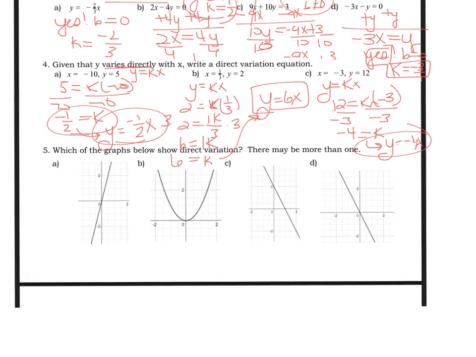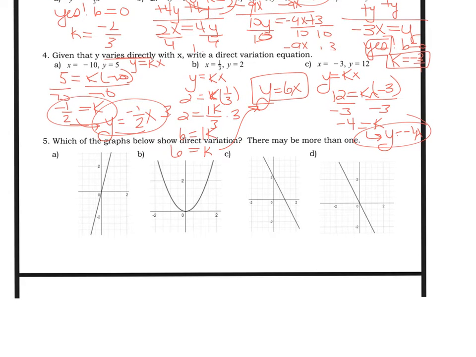We go ahead and we look at example 5. Which of the graphs must be shown as a direct variation? There might be more than one answer. In order for a graph to be a direct variation, what has to be true? Must pass through the origin. So A passes through the origin, and D passes through the origin. Some people ask why not B? B is not a line. So because B is not a line, it's not a direct variation.